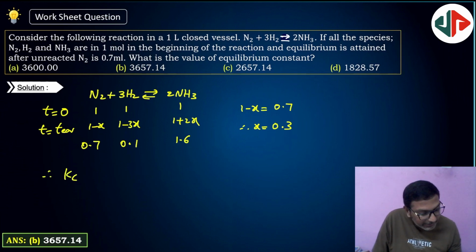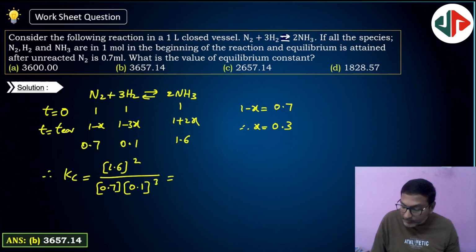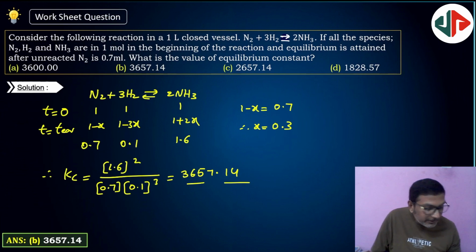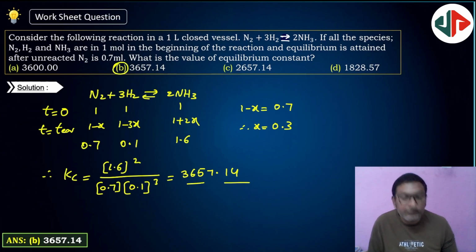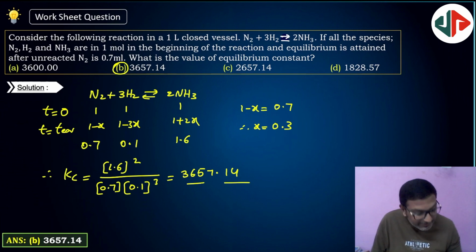Therefore Kc equals 1.6 square by 0.7 into 0.1 cube, which is equal to 3657.14. That is the Kc value. So option B, 3657.14.